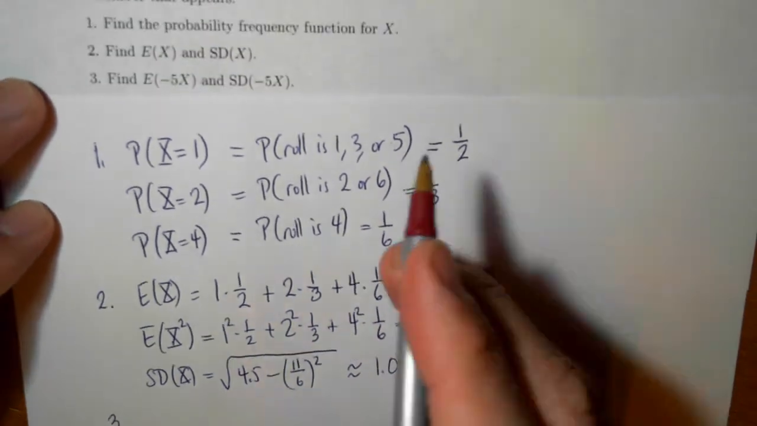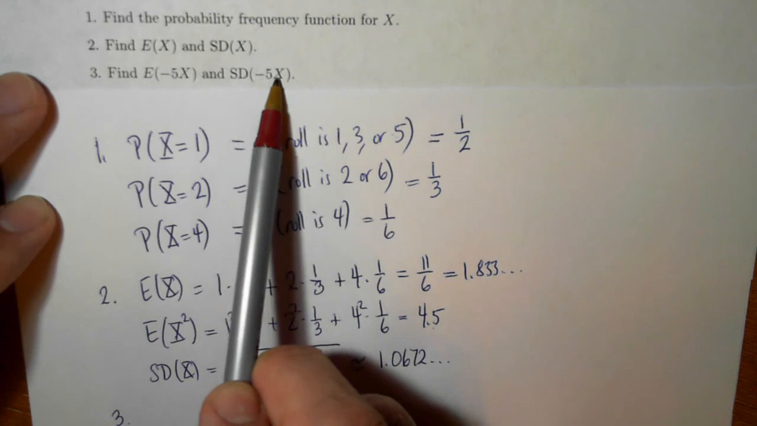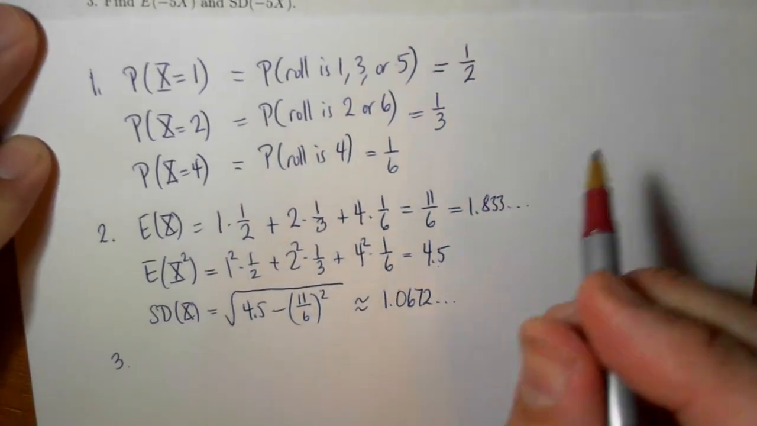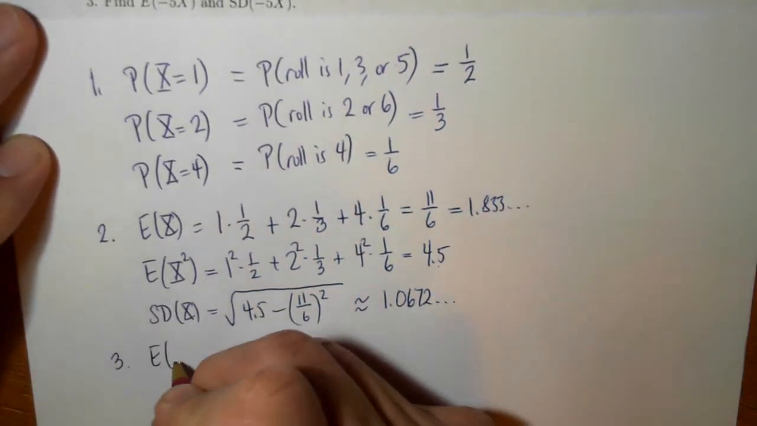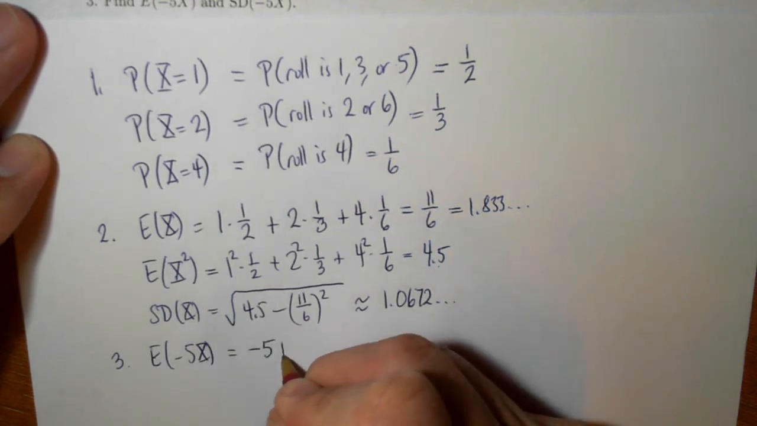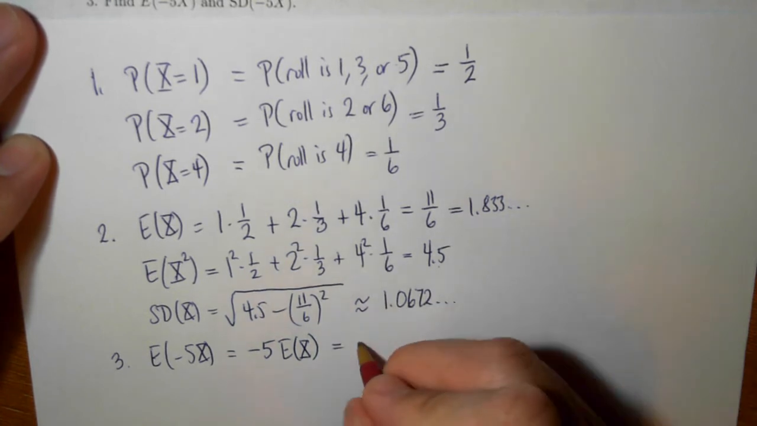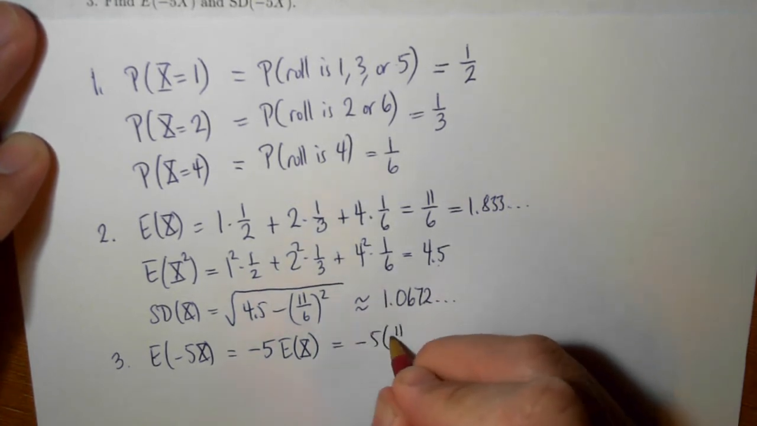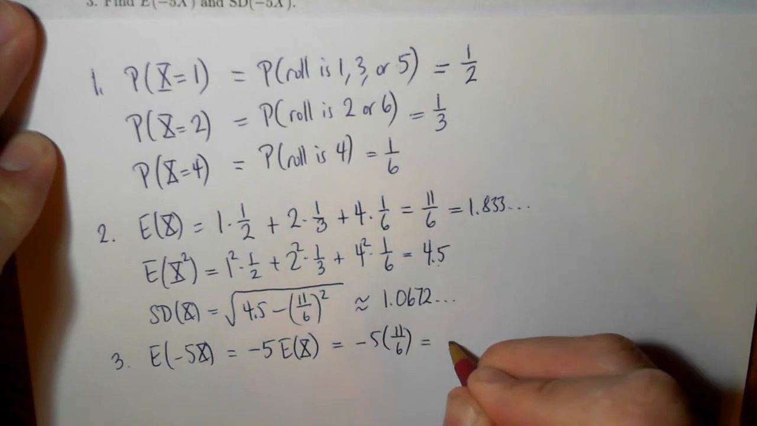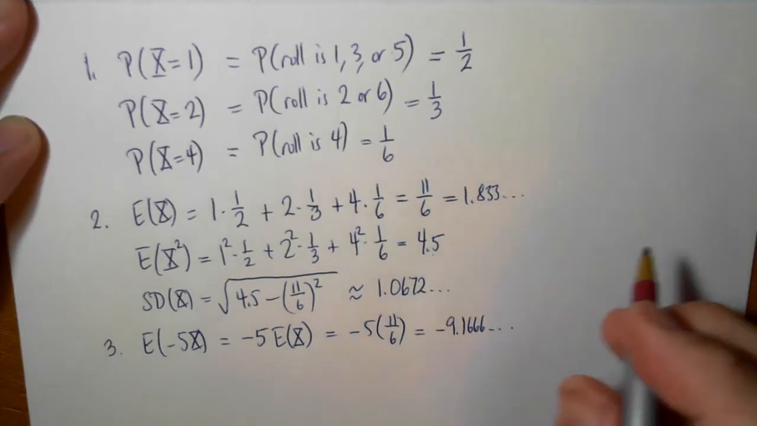For the third part of the problem, find the expected value of negative 5x and the standard deviation of negative 5x. The expected value of negative 5x will just be equal to negative 5 times the expected value of x. The negative 5 just simply pops out. And so that's negative 5 times 11/6, which works out to be negative 1.666, and so on.